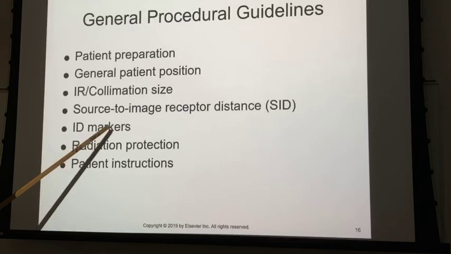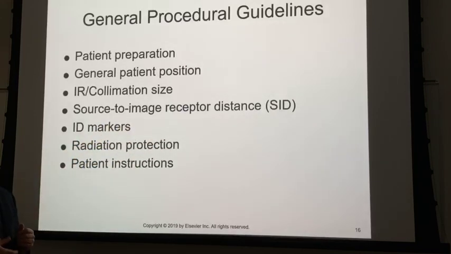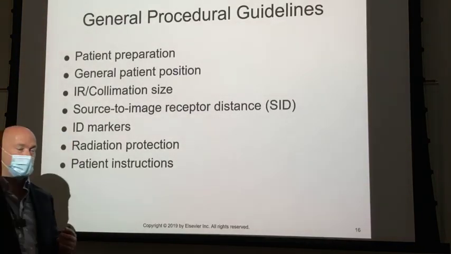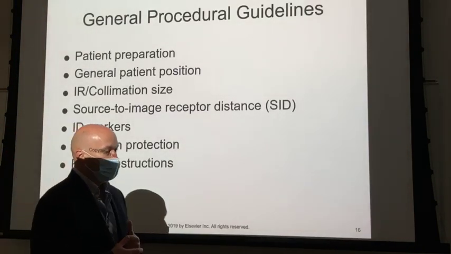Most of our extremity work is going to be shot at 40 inches. The book sometimes says 48 inches. Really, the difference is pretty insignificant. Use your markers, make sure that you mark properly. That is to say, left marker with the left anatomy, right marker with the right anatomy.